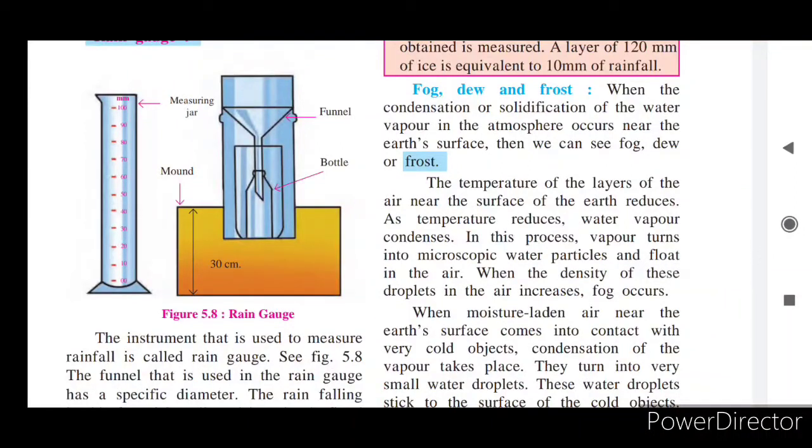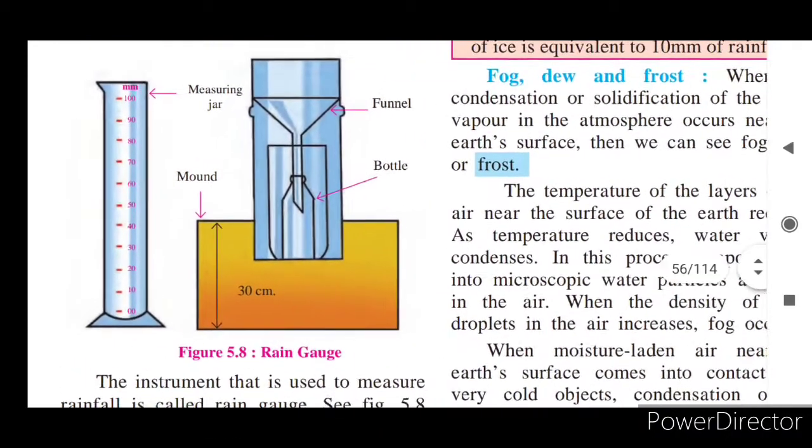Good morning, students. Today we are going to study the last part of the 5th chapter, that is precipitation. Today we are going to study the information about the rain gauge. So see here, figure 5.8 has been given to you. See this.